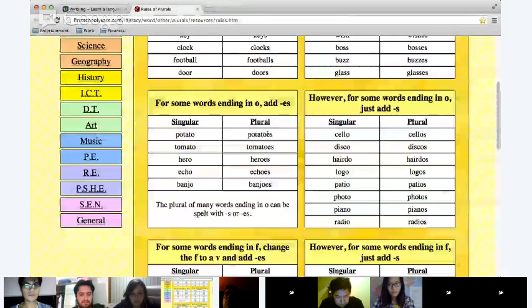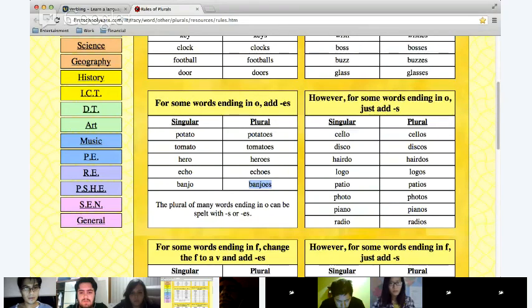So this list that we have on here is not the final list. There are other words where we would need to add an ES to the end, but this is a good place to start. There isn't an easy way around it. You just have to learn them. But the list of words ending in an O that only require an S is longer than those that require an ES.